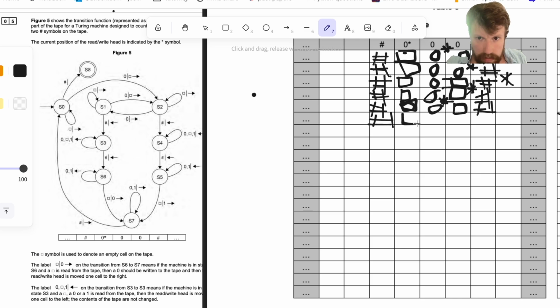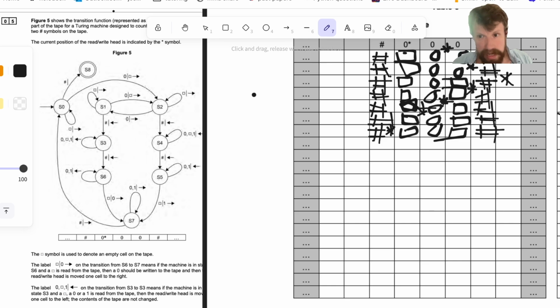So that's a square, 0, square, hashtag. This is also going to be state 4, moving it along over to this one over here. And then we've got hashtag, star, and then all of those are going to stay the same. So square, 0, square, hashtag.